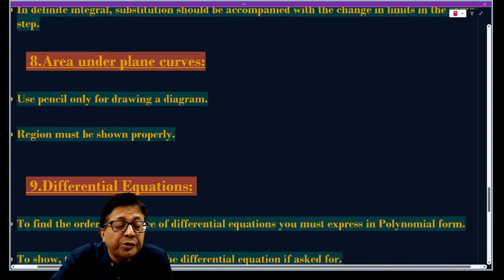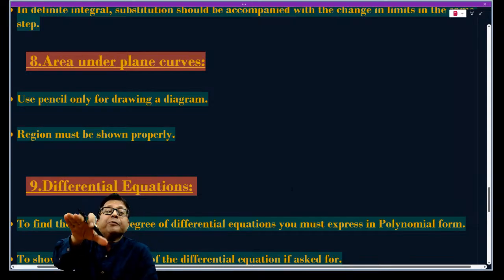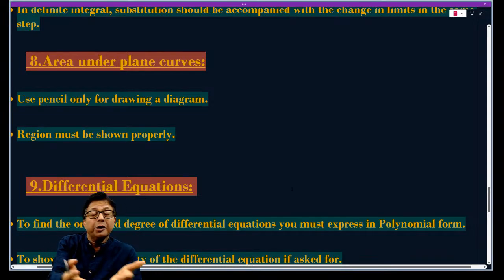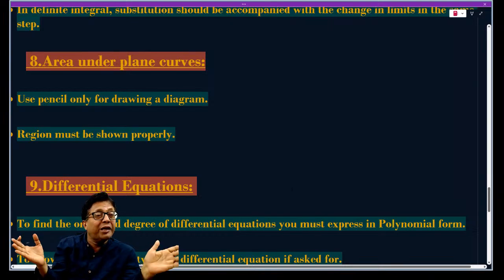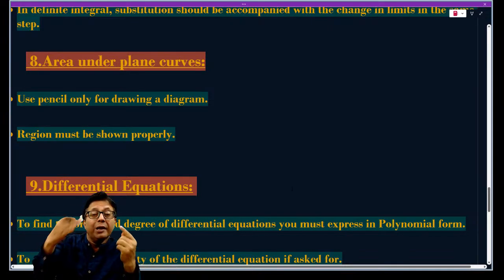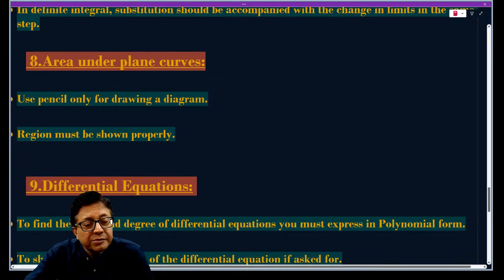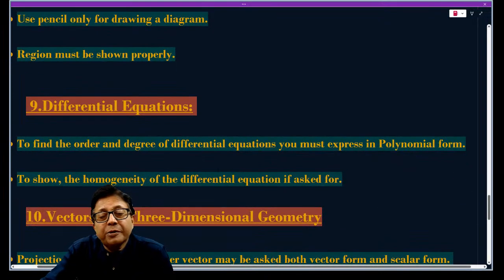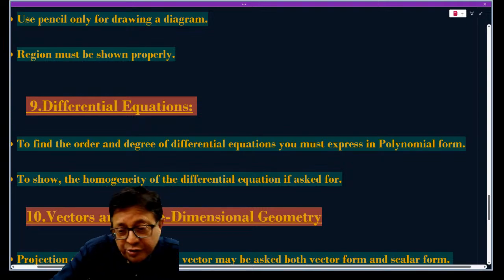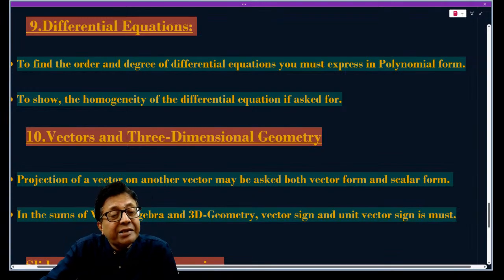Differential equation, when you are finding order and degree, do not guess anything when the equation is given in short form. You should eliminate the radical from both sides by squaring or by cubing, get it in polynomial form, and then write the order and degree. Here, to show the homogeneity of a differential equation, if it is asked for, you need to do it if it is asked in exam.